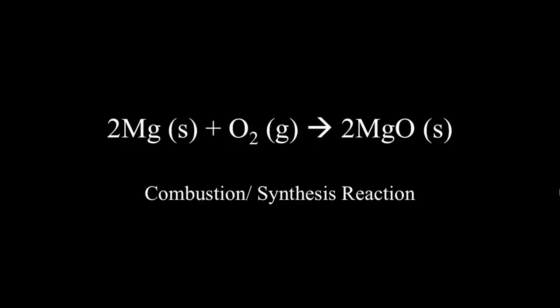This reaction is represented by the chemical equation shown on the screen. In this reaction, solid magnesium reacts with oxygen gas to produce magnesium oxide. This means that 2 moles of magnesium are required to react with 1 mole of oxygen gas and yields 2 moles of magnesium oxide. The final product left in the crucible is solid magnesium oxide.